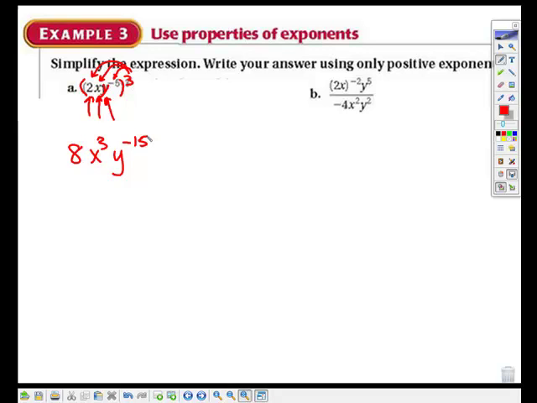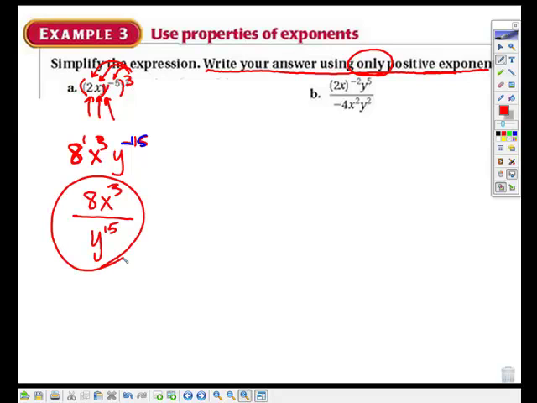Now, directions say write your answer using only positive exponents. So we cannot leave this written as y to a negative 15th power, so we need to change it. The positive powers, which would be 8 to a positive 1 power and x to a positive 3 power, will stay on top. The y to a negative power is going to move to the bottom and become a positive power. There's the simplified form of that expression.